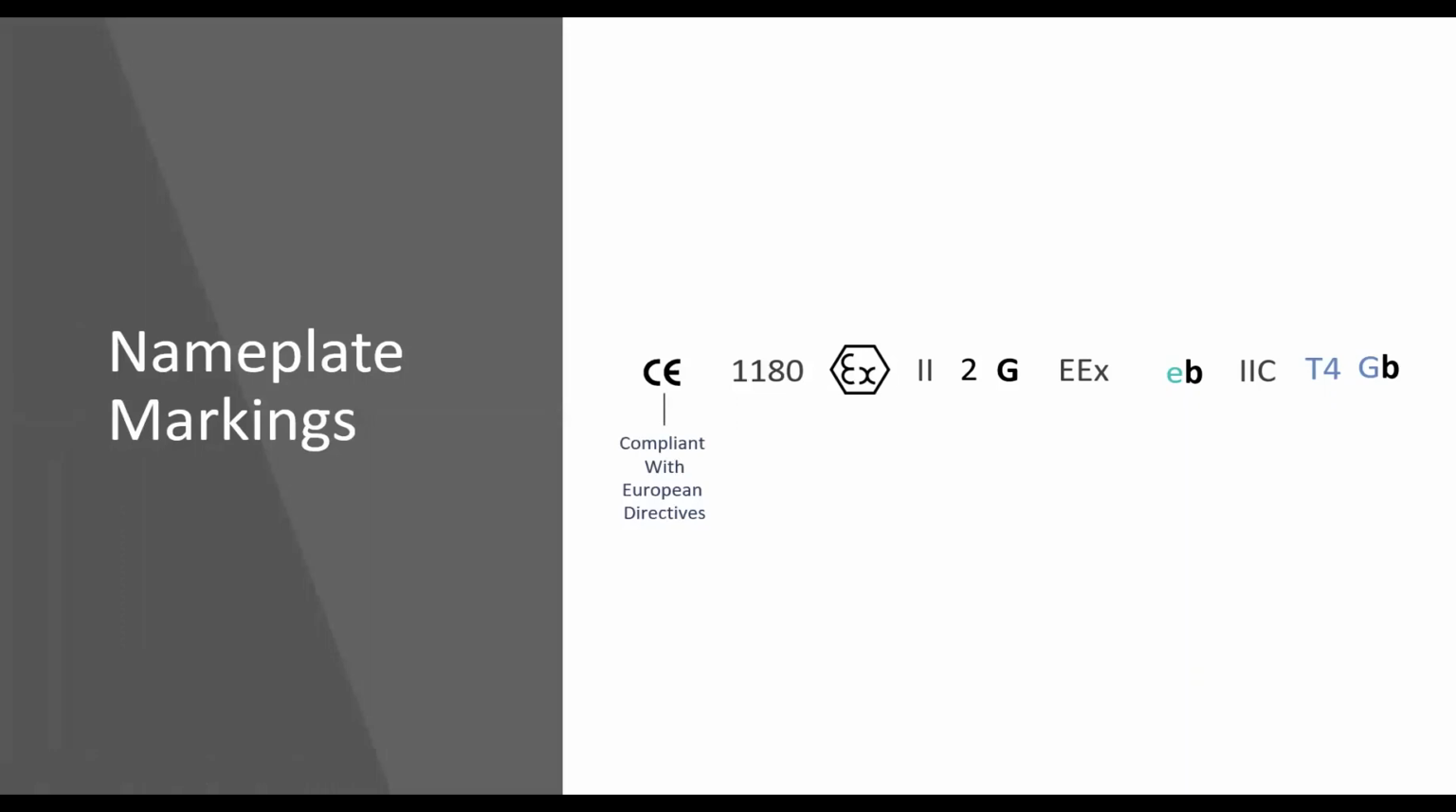So the CE mark, we've all seen that on our equipment and things that we have. It means it's compliant with the European directives. The next number, which people get confused with, this is actually the notifying body who inspects the manufacturing process. It's got nothing to do with the certification of the motor. The hexagon is the EX mark for EX products.